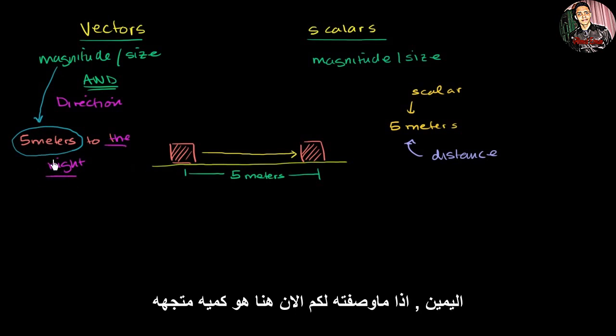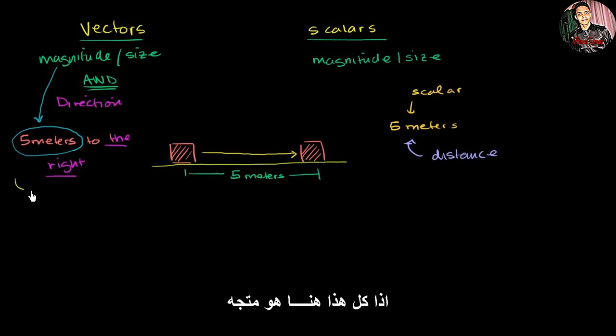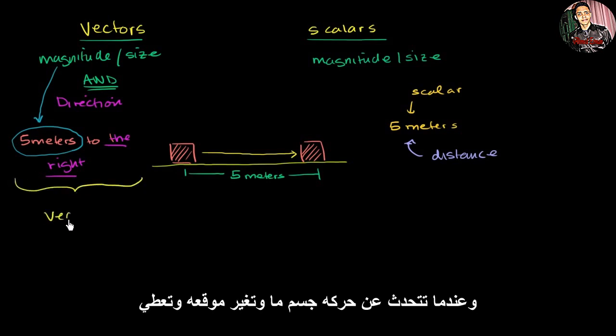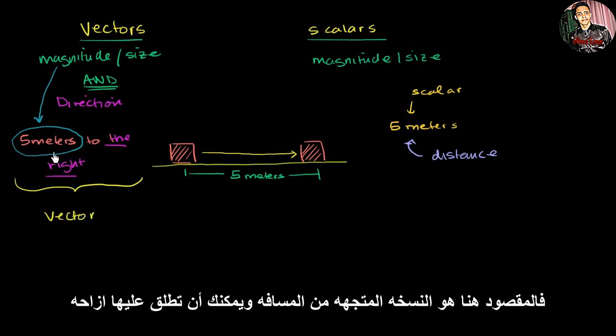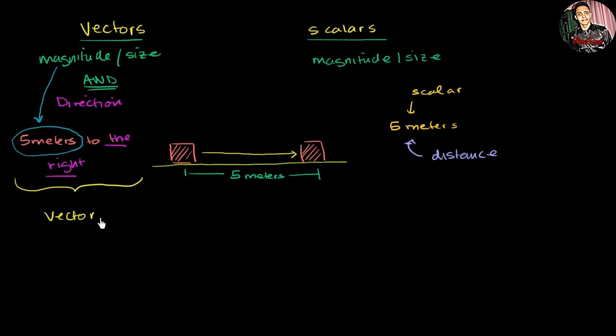So what I've just described to you right here is a vector quantity. All of this business right over here, this is a vector. And when you talk about the movement, the change in position, and you give its direction, the vector version of distance, I guess you could call it, is displacement. So this right here is displacement.